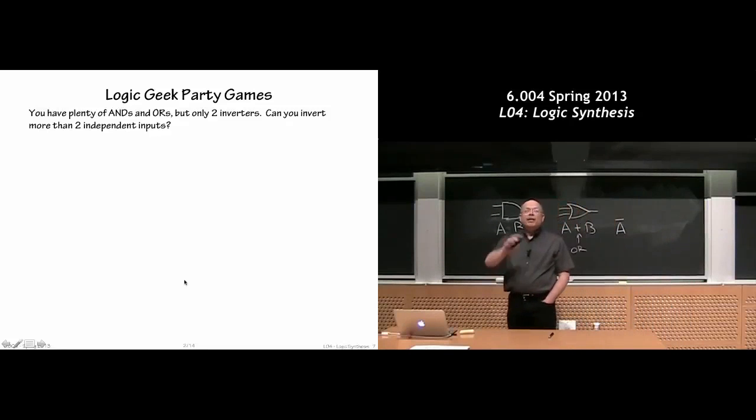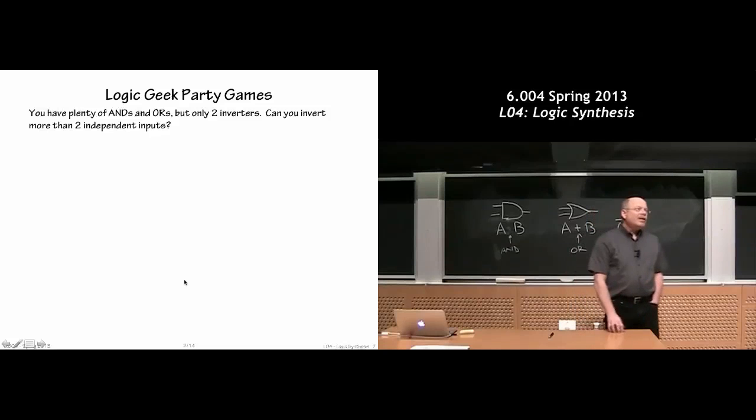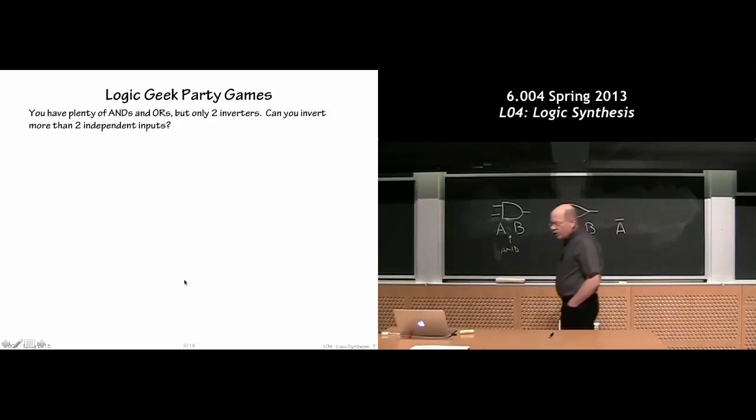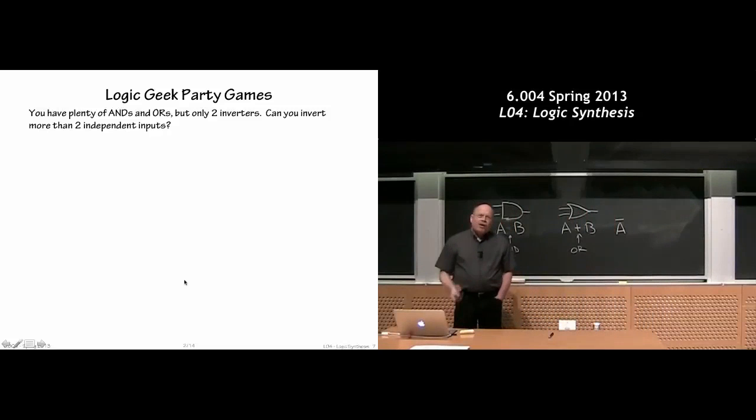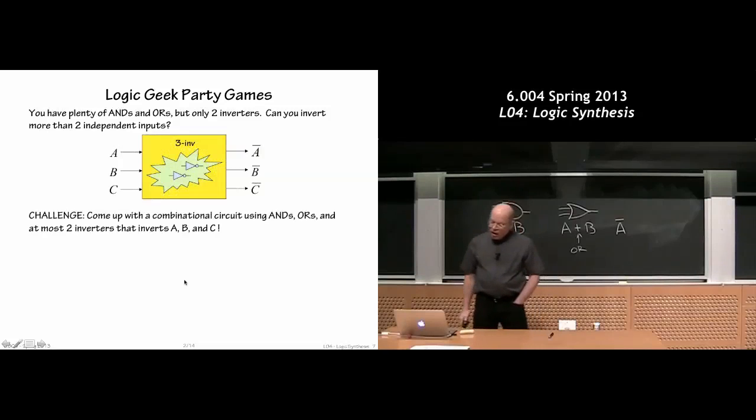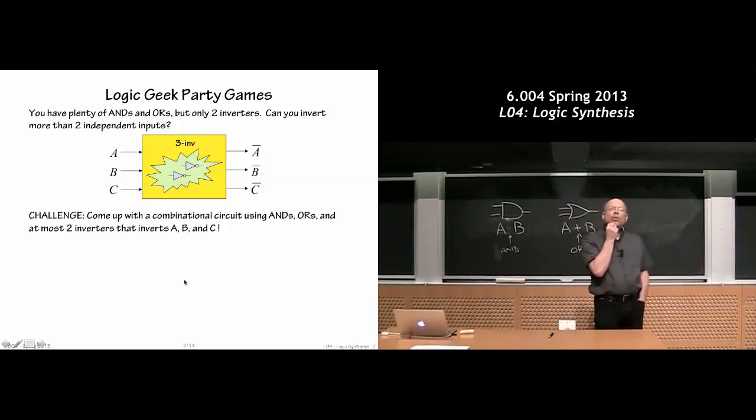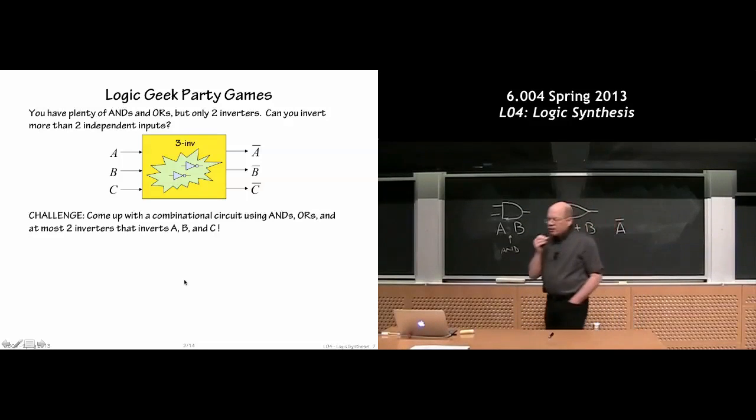And so I'm going to give you something to do while I drone on for the next 30 minutes about some of the other details of designing logic. Suppose we have a logic family where we have lots of ANDs and ORs, but inverters are enormously expensive, $10,000 each. So figure out, is it possible to build a combinational circuit that uses as many ANDs and ORs as you want to construct the inversion of three signals?